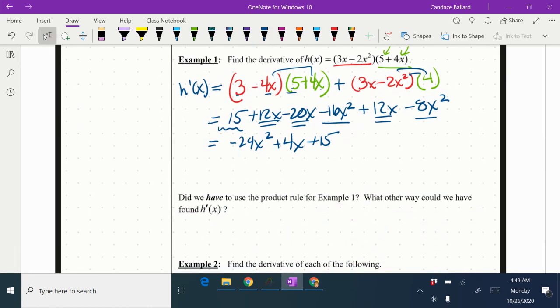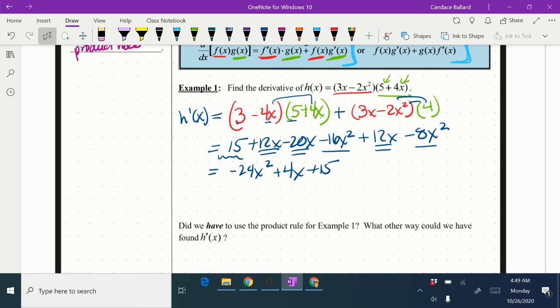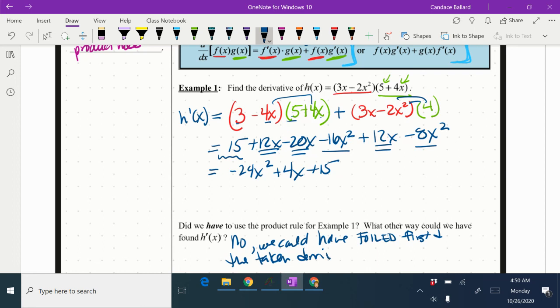So the question is, do we have to use the product rule for example 1? What else could we have done to find h prime of x? In this case, I was trying to use a polynomial example, so you could do it with a polynomial first. In this case, we could have FOILed first. So the answer is no. We could have FOILed first and then taken the derivative using the power rule.